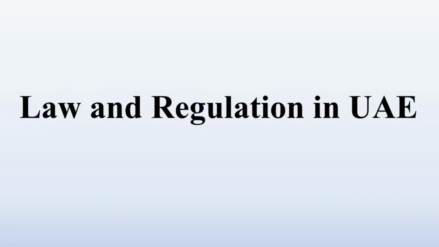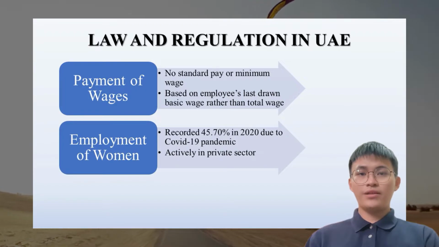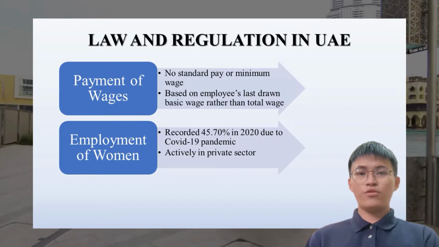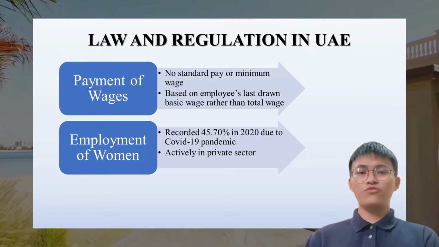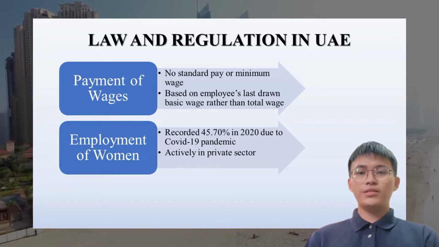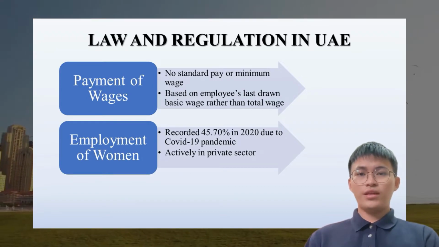Law and regulation in the UAE. In the UAE, there is no standard pay or minimum wage requirement under the UAE labor law. A basic wage is the wage mentioned in the employment contract that the company has agreed to pay the employee, excluding allowances for housing, transportation, and lodging. The basic wage is based on the employee's last drawn basic wage rather than their total wage.